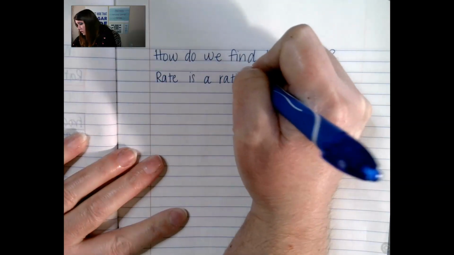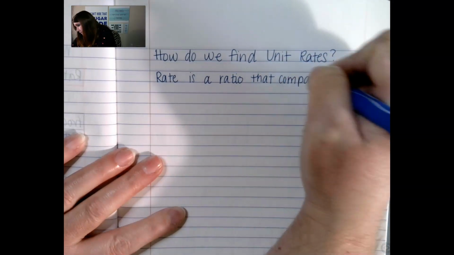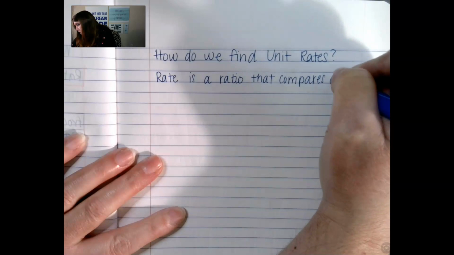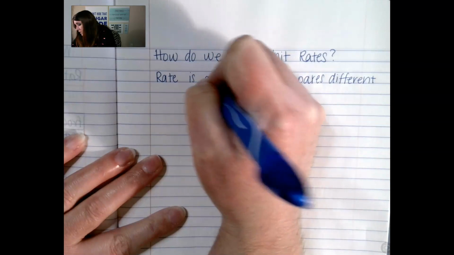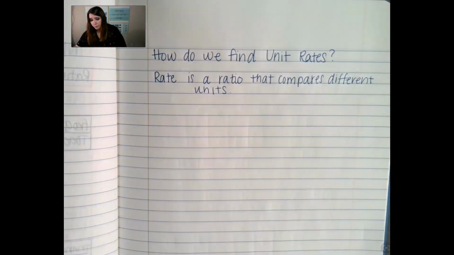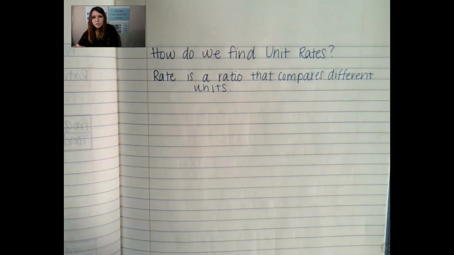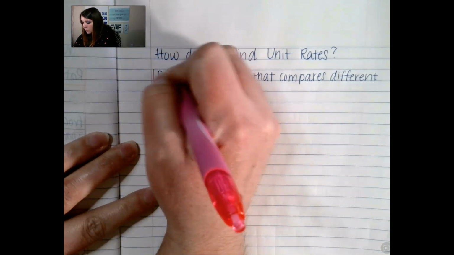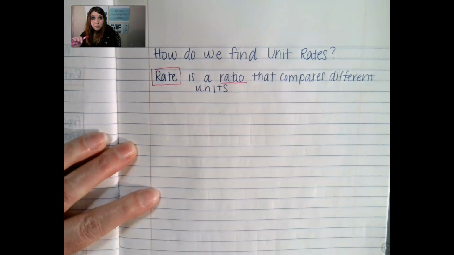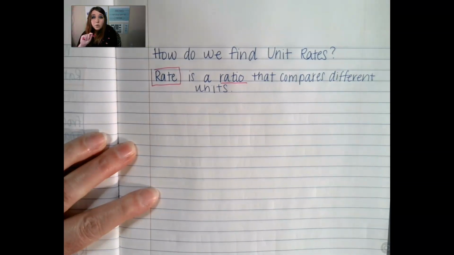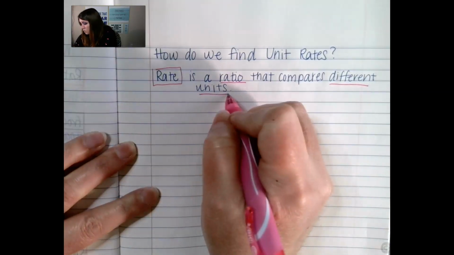So a rate is a ratio that compares different units, and these units can be like measurements or values, those kinds of things. Okay, so a rate is still a ratio, so we're still comparing things using the dots, using the fraction model, or using the word to. And it's a ratio that compares different units.